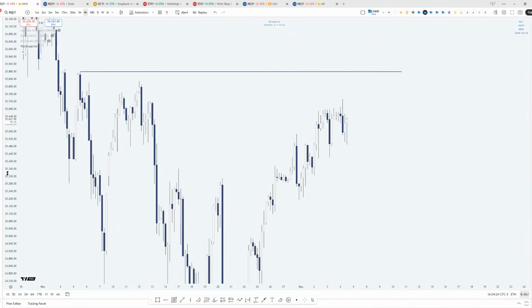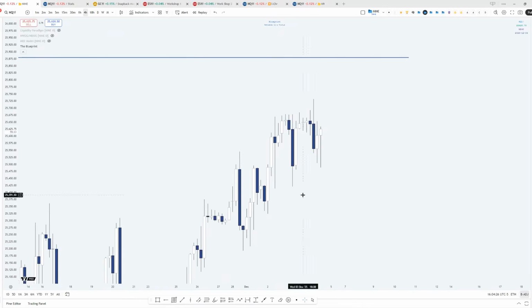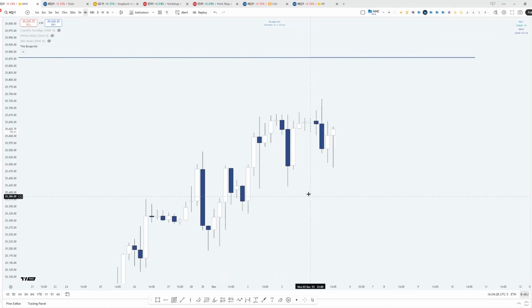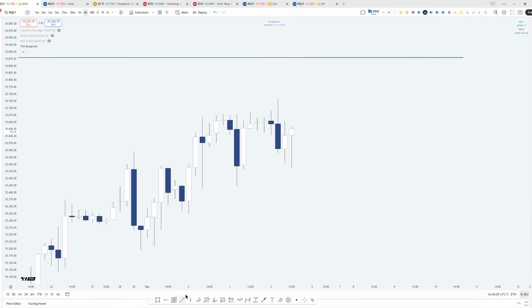So what I always like to do is observe two things. If lows are being left behind, number one, in this case they are, and then if highs are being taken out, which they are. Next, I want to look for higher time frame points of interest.